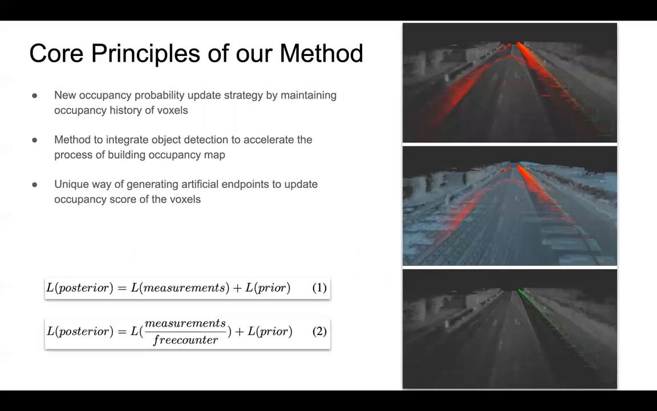To address the above problems, we propose a new occupancy probability update strategy by maintaining occupancy history of voxels. We have a method to integrate object detection algorithms to accelerate the process of building occupancy maps. Lastly, we introduce a method to generate artificial endpoints using a virtual sphere to extract as much occupancy information as possible from input data. Again, we use a combination of model-based and occupancy map-based approaches to ensure that the occupancy probability update function favors long-term occupancy states.